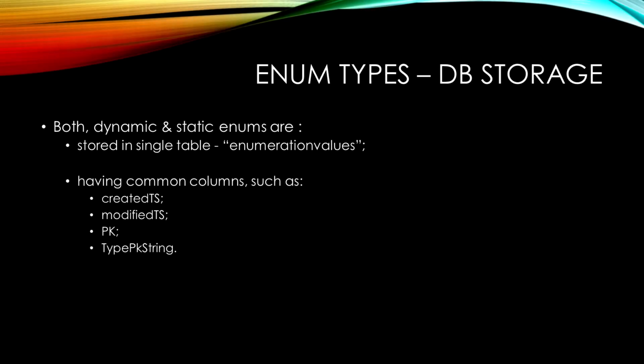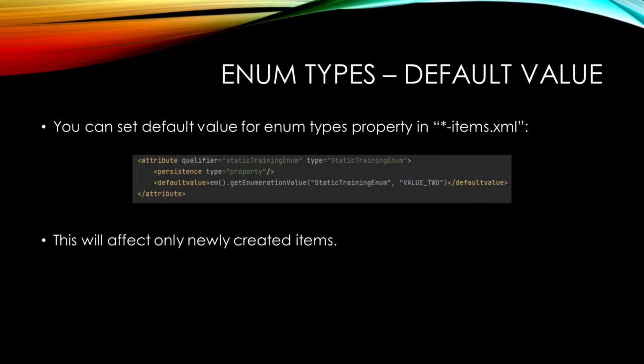Both dynamic and static enums are stored in a same enumeration values table, all of them having such common columns as created and modified time, primary key, and pk of the type. For enum attributes, you can set the default value in items.xml using getEnumerationValue method. But this will only work for newly created items.